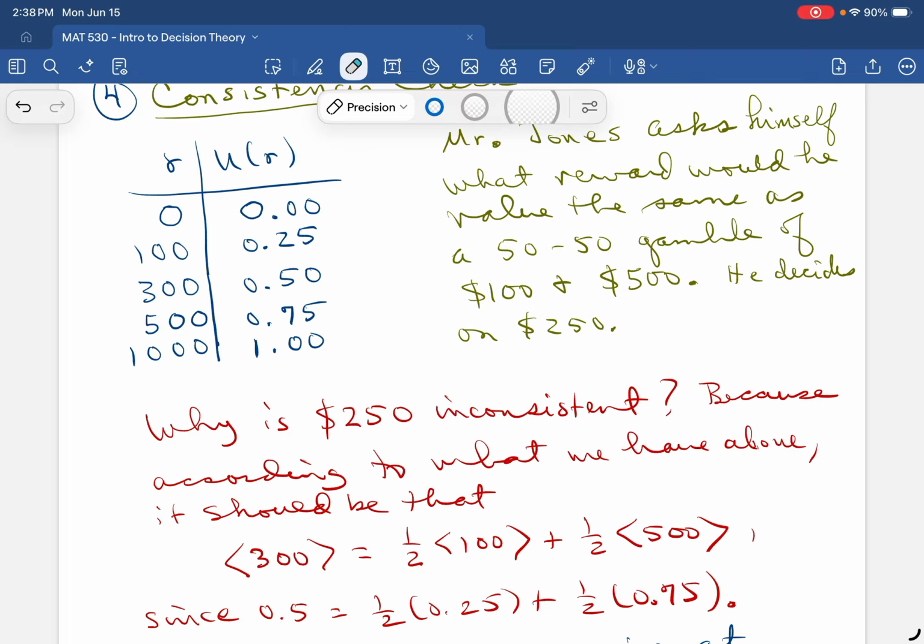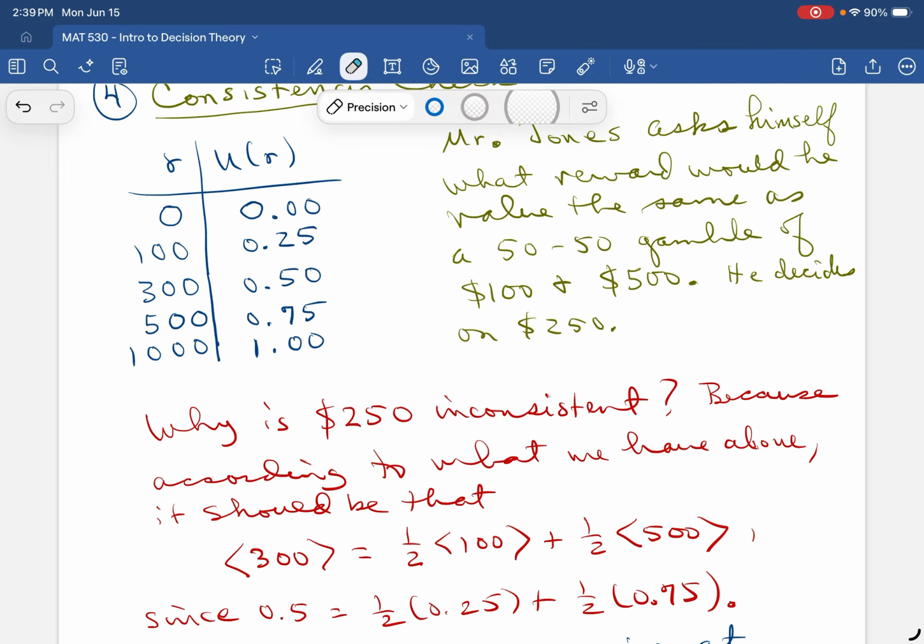With this 50-50 gamble, we have a 1/2 chance of getting a utility of 0.25, right? That's U of 100, plus a 1/2 chance of getting a utility of 0.75, that's U of 500. If you do that calculation, you should see that that's equal to 0.5. But we already have a reward that gives a utility of 0.5, and that's 300. So that's why it's inconsistent with what Mr. Jones decided here.